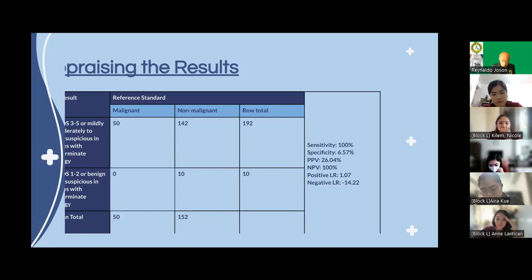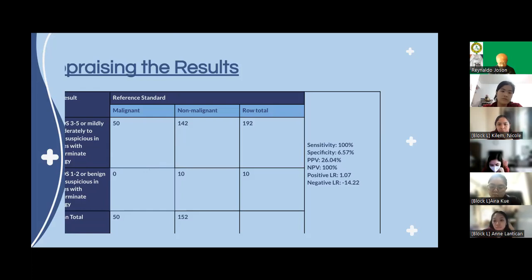The specificity is 6.57%. So 6.57% of individuals with non-malignant nodules had benign to not suspicious nodules in ultrasound result in a background of indeterminate FNAB cytology. The PPV po is 26.04%, or 26.04% of the individuals with mildly to highly suspicious nodules on ultrasound correctly had malignant nodules. The NPV is 100%, or 100% of the individuals with benign to non-suspicious nodules on ultrasound correctly had non-malignant nodules on final histopath.